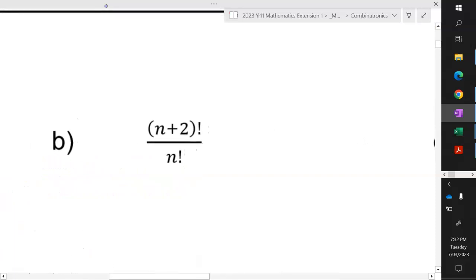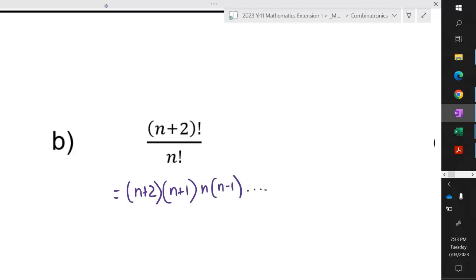B, we need to think a little bit. Okay, so we can't obviously do this on our calculator, n plus 2 factorial divided by n factorial, but we are going to use algebra. So using our definition of what a factorial is, n plus 2 factorial is n plus 2. What's 1 less than that? It's going to be n plus 1 times n minus 1 all the way down to 3, 2 and 1. That's our n plus 2 factorial.